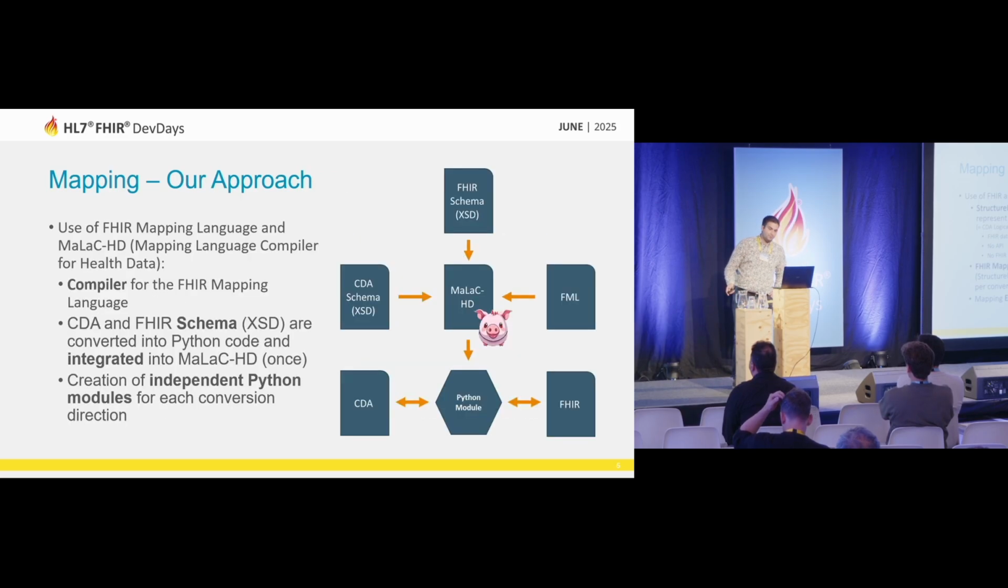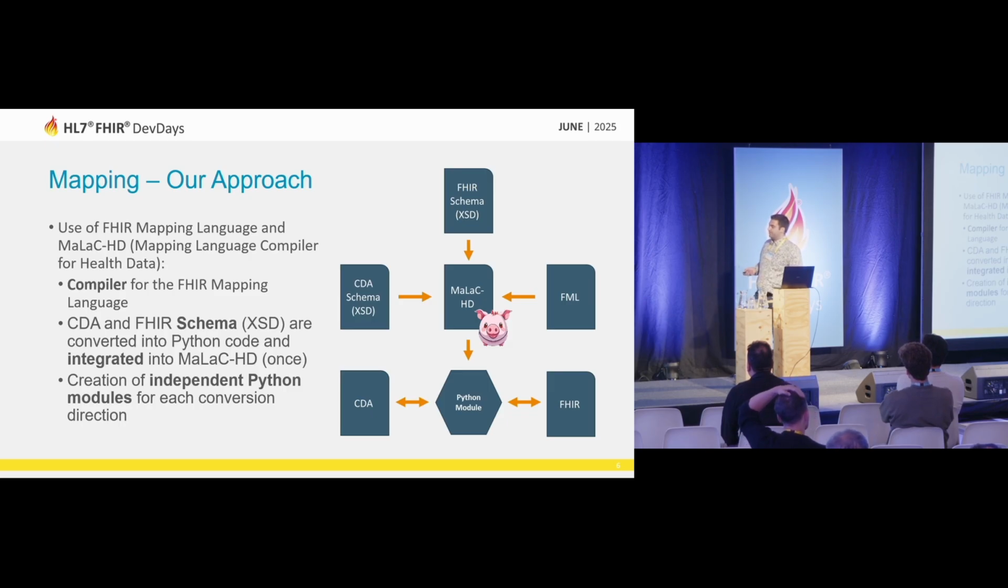So our approach was, we built something, the mapping language compiler for health data. We call it MaLaC-HD. And at first, we didn't like the whole structure definition thing for CDA or for future models. I don't want to build a structure definition for OMOP if I want to map there. So we thought about, okay, there are tools that can convert XSD, an XML schema, to a Python library, just to serialize or deserialize the data. It's really easy to do that.